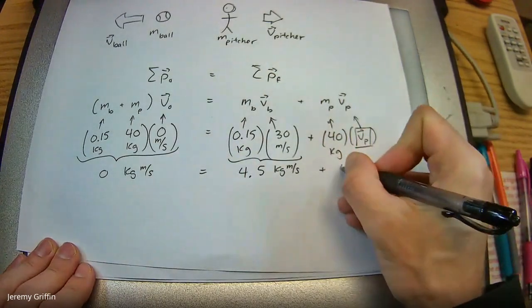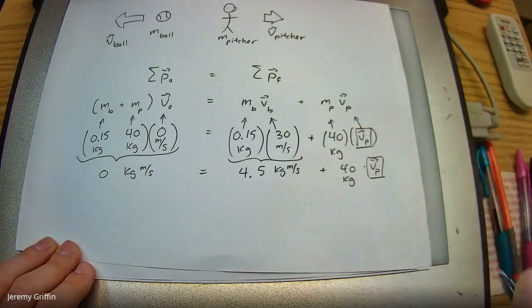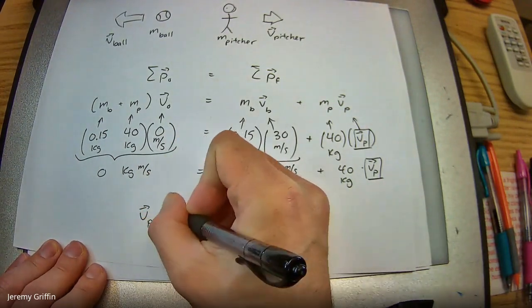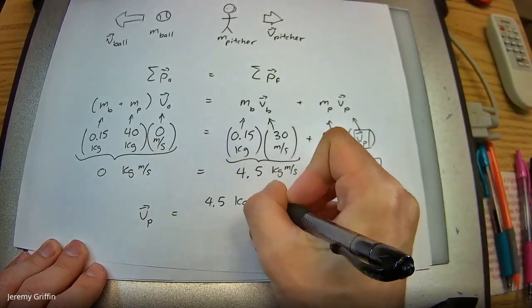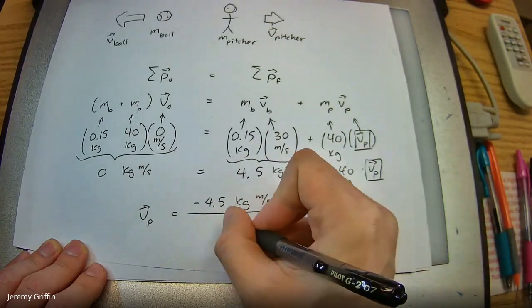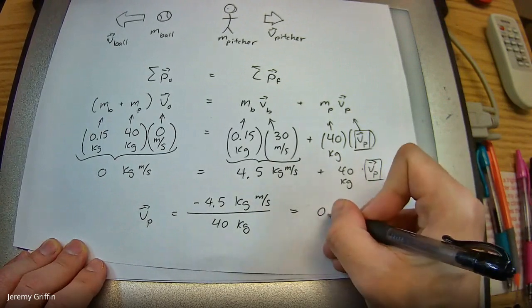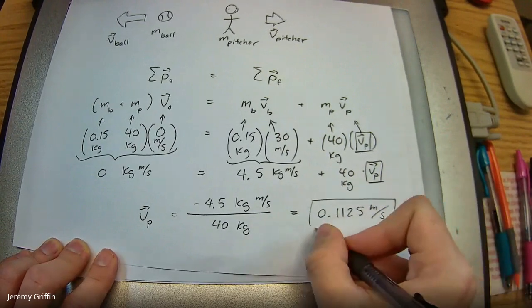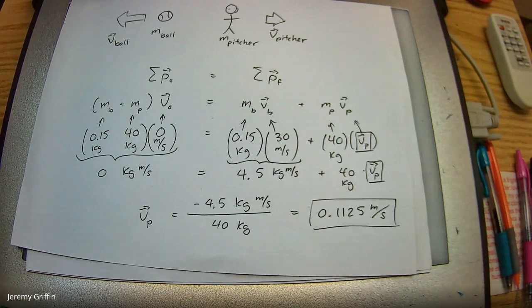So plus 40 kg times the velocity of the pitcher, and we know the velocity of the pitcher is going to be negative if towards the plate is positive. So the velocity of the pitcher is 4.5 kilogram meter per second, subtracted over, all divided by her mass of 40 kilograms. And that's going to come out to 0.1125 meters per second. That's too many significant figures, but 0.11, something like that. So there you go. That's how fast she slides back toward second base. Pretty slowly, but that makes sense because she had such a large mass.